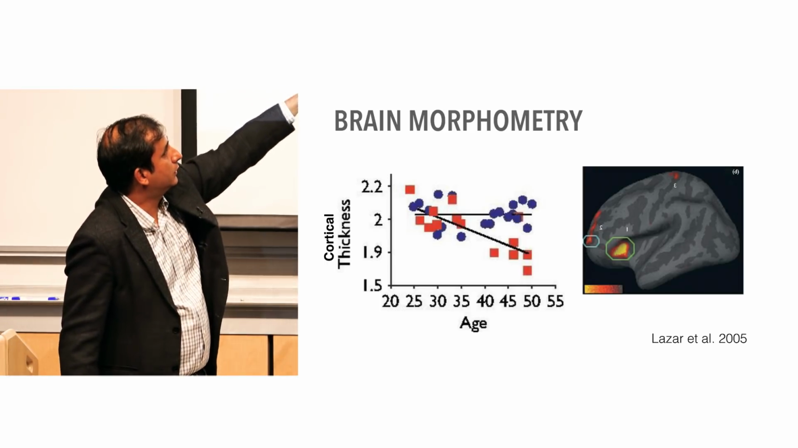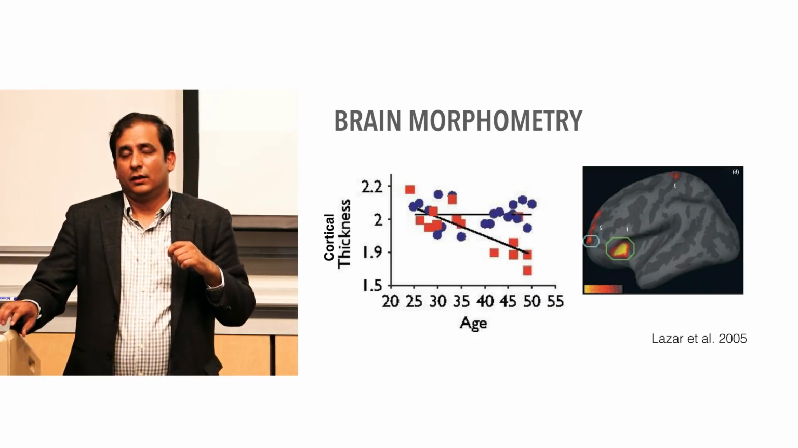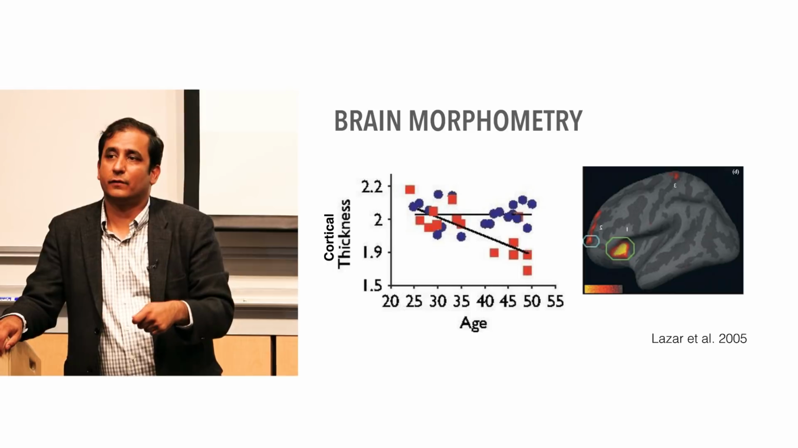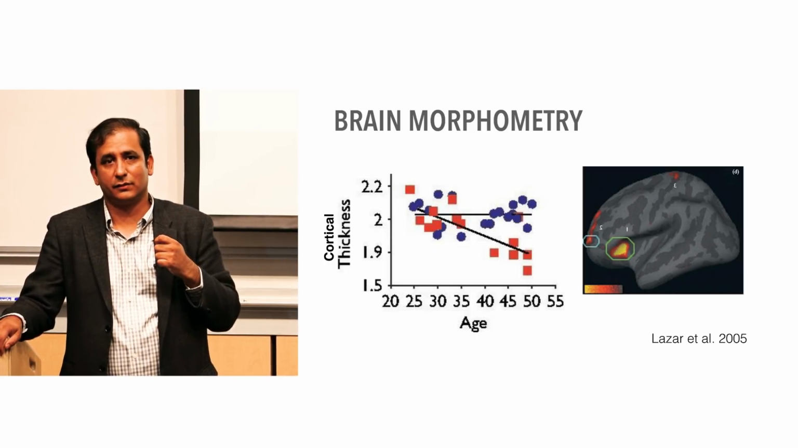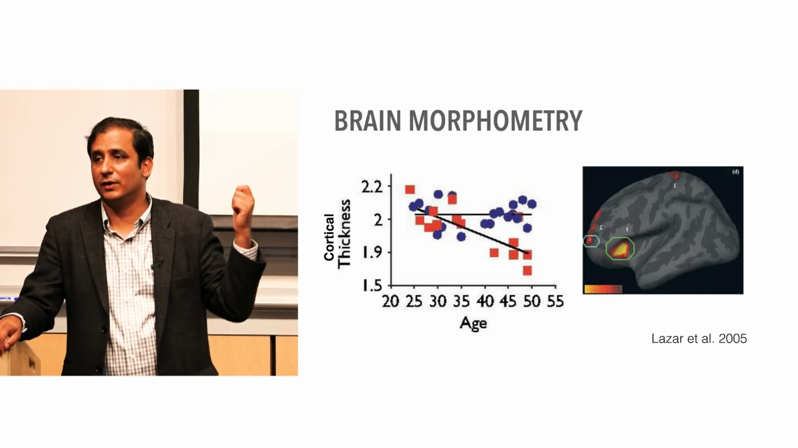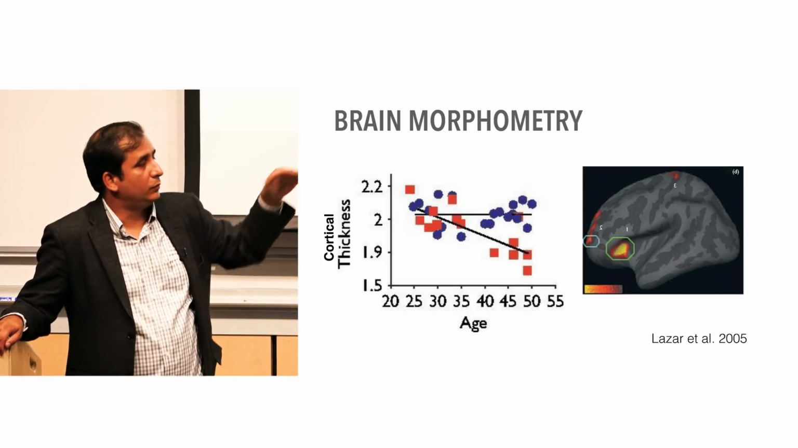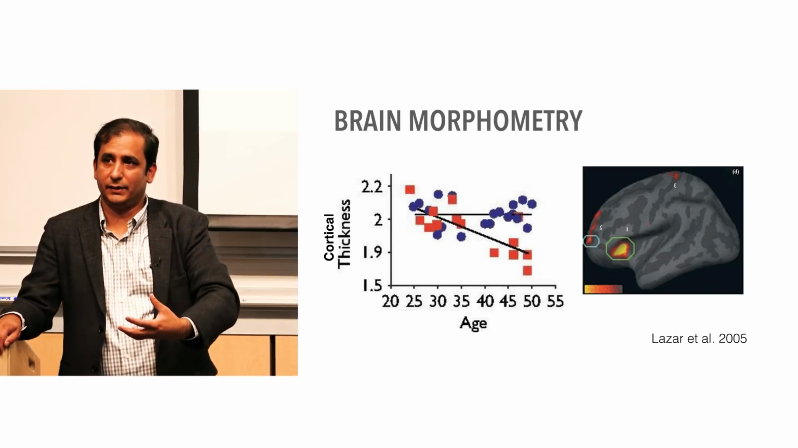So red color squares are people who never meditated in their life. And the blue circles are the people who have been meditating at least 40 minutes a day for the last 3 years or more. And they found this very interesting result. And it has been replicated since the 2005 study that these areas which are engaged in cognitive control, the thinning was slowed down at the very least, if not stopped.